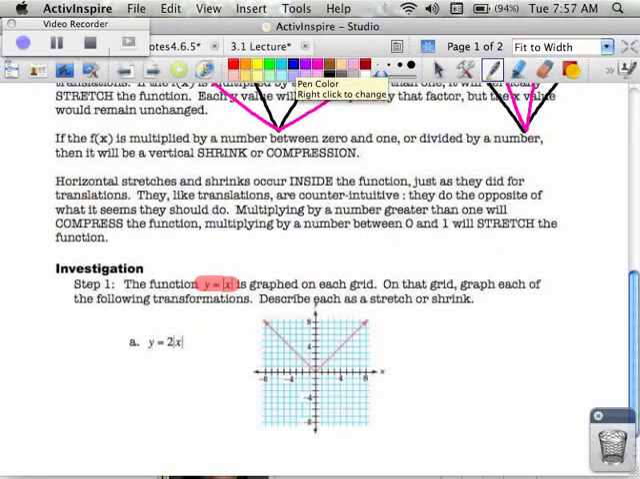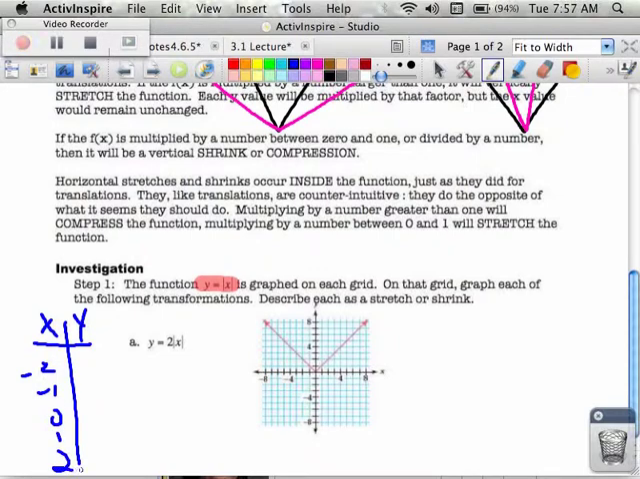So if I looked over here and I made a table for this, 2 times the absolute value of x, I can make an xy table, and I could plug in some numbers like -2, -1, 0, 1, and 2, and see what pops out for the y value.